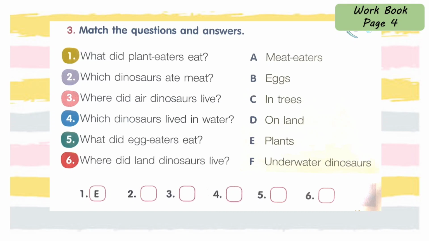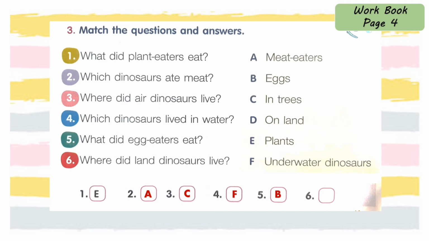Number 2, which dinosaurs ate meat? What's your answer? Letter A, meat eaters. Number 3, where did air dinosaurs live? The answer is C, in trees. 4, which dinosaurs lived in water? 4 is letter F. Number 5, what did egg eaters eat? The answer for number 5 is letter B, eggs.